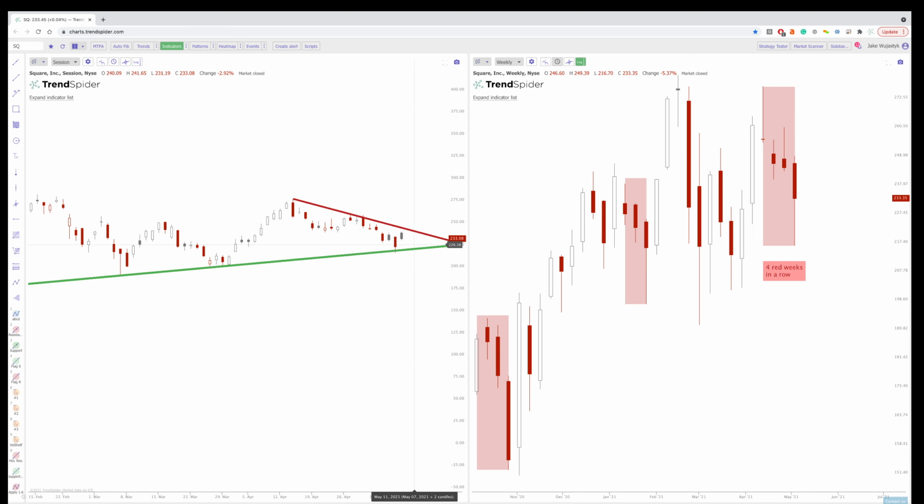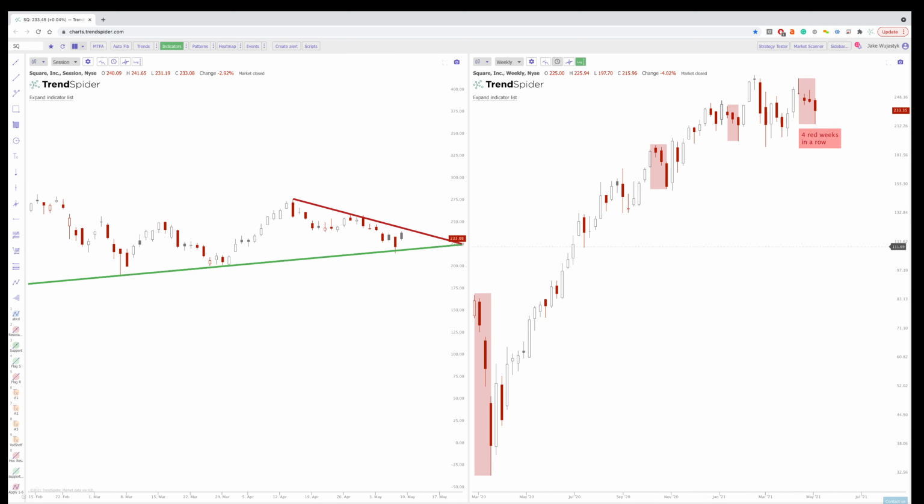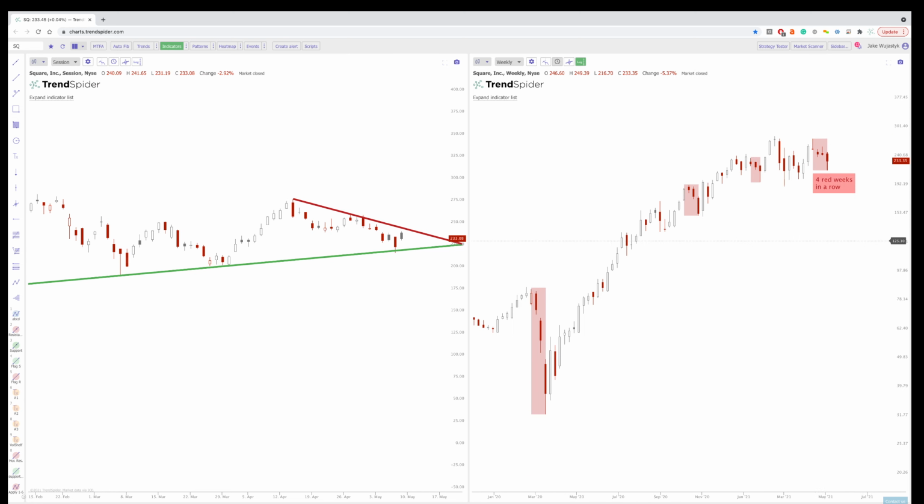This is a great area to just put an alert and not have to guess where it's going. Just whenever the alert goes off on the resistance or support, you know that's where price action has made its move. Now on the weekly side of things, we do have 4 red weeks in a row here as well.